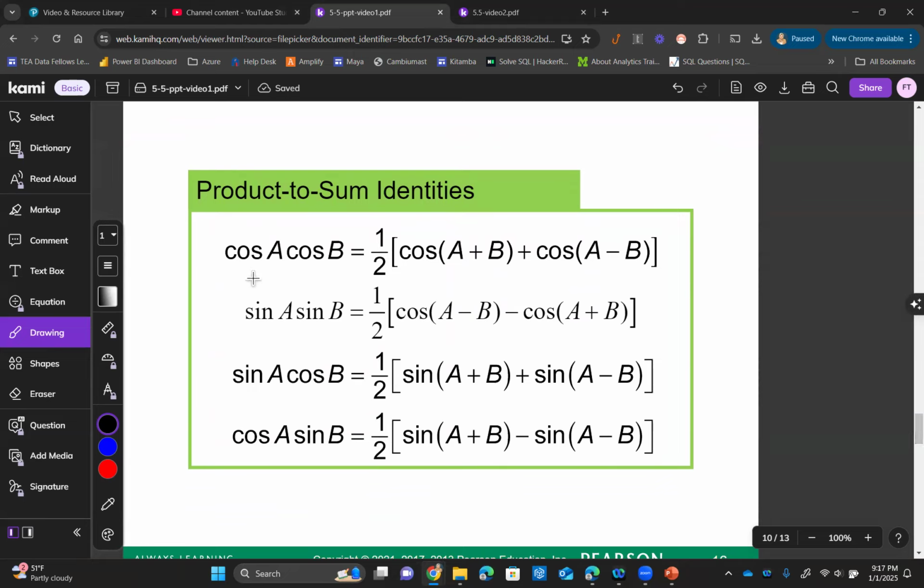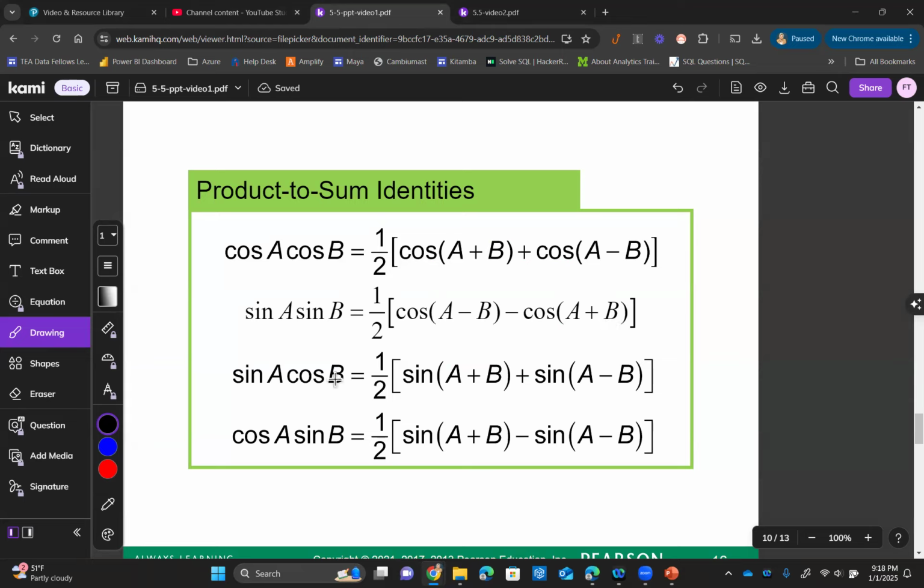So if we have cosine A times cosine B, we can replace it with 1/2 times cosine A plus B plus cosine A minus B. If we are going to find the equivalent for sine A times sine B, we can replace it as 1/2 times cosine of angle A minus B minus cosine of A plus B.